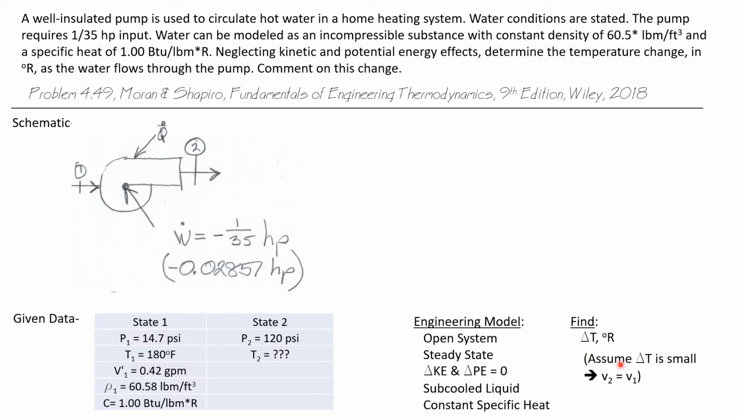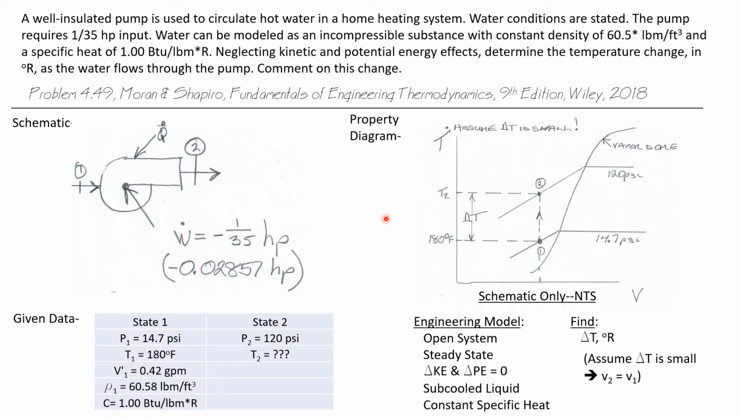Now, we're going to assume that delta T is small. Actually, we were told that the density is constant at 60.5 pounds mass per cubic foot. But that's the same as assuming that delta T is small. And if delta T is small in a subcooled liquid, then the specific volume V2 will be the same as the specific volume V1. And if the specific volume is constant, then the density, of course, is constant.